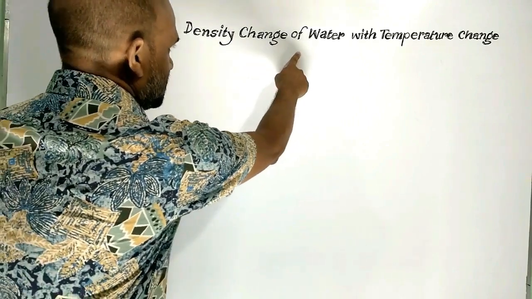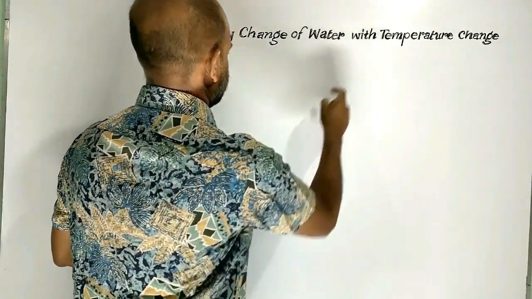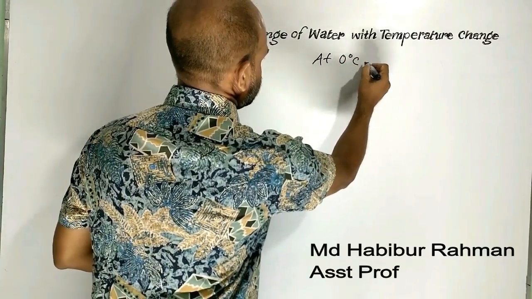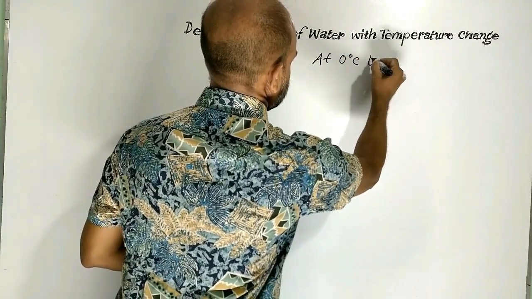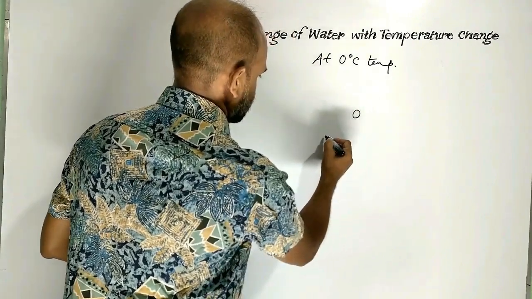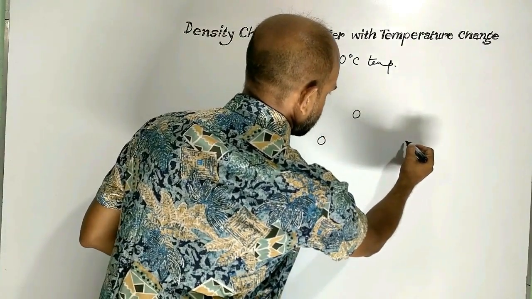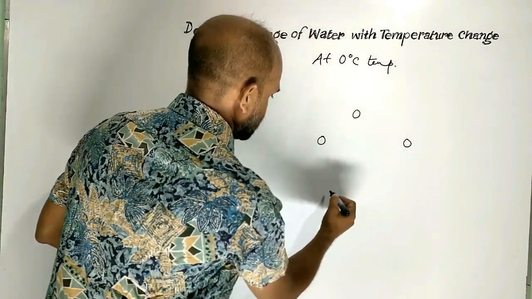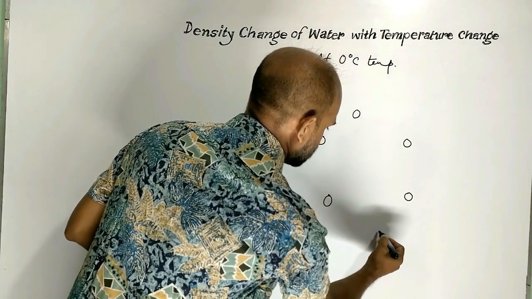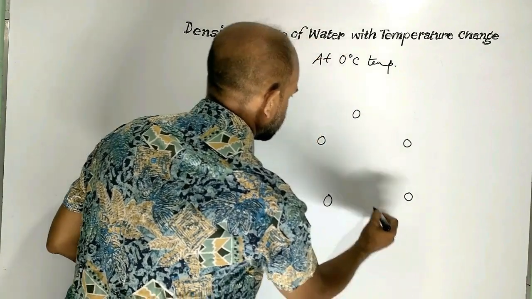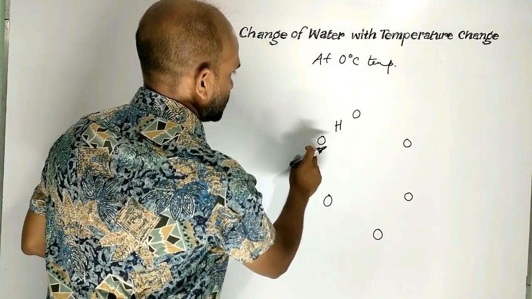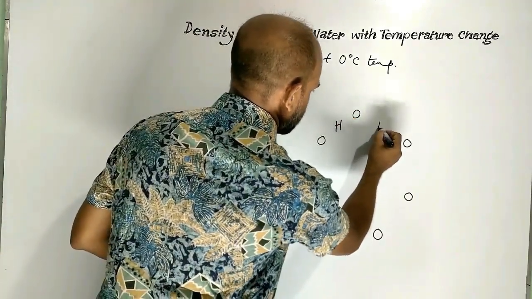Density change of water with a temperature change. At 0 degrees Celsius temperature, water remains as ice. This is the structure of ice, like a benzene ring. This is the way to draw the structure of ice. Hydrogen at the middle between two oxygen atoms.